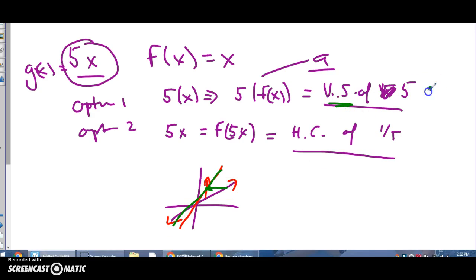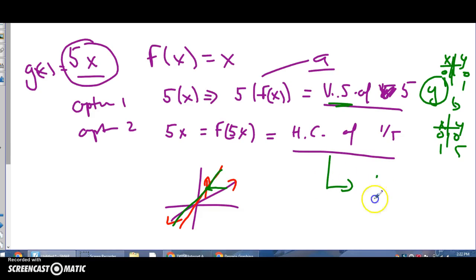The vertical will affect your y. So if you had a series of points here, if I had 0, 0 and 1, 1, my new points are going to be 5 times as large. 0, 0 stays the same, and my new second point will be the point 1, 5. So the old point here that was at 1, 1 will be pulled up 5 units, and therefore stretching it vertically.